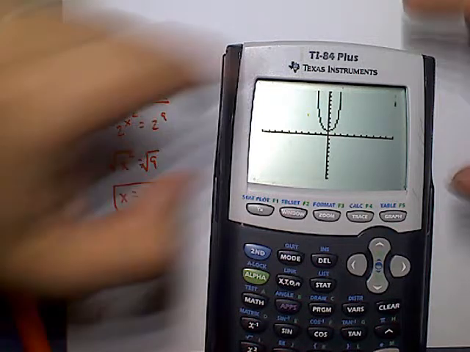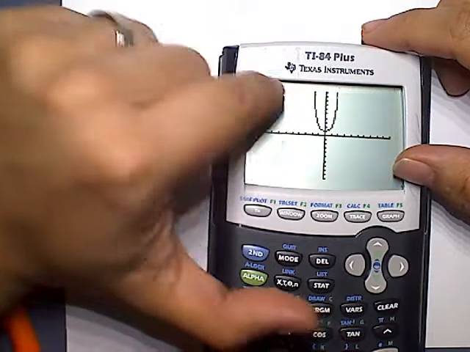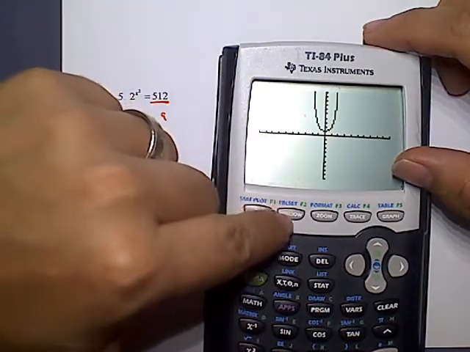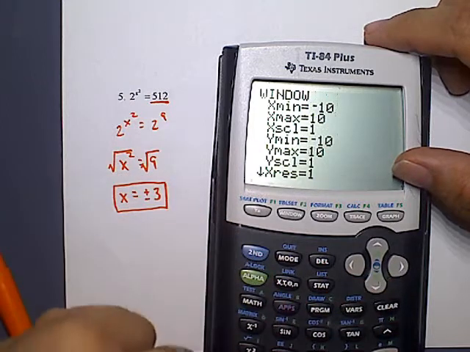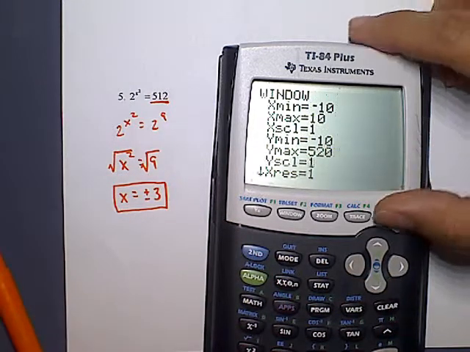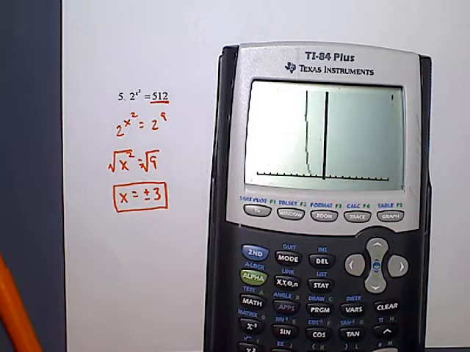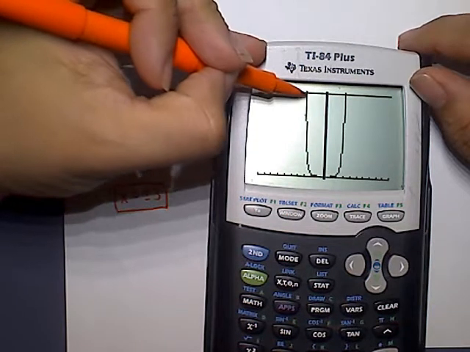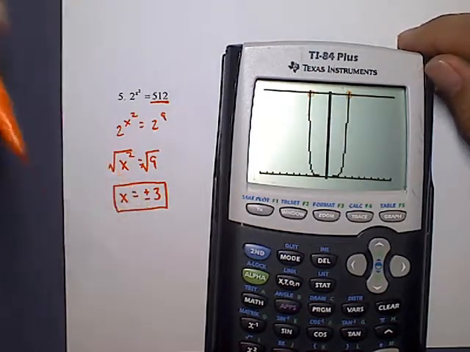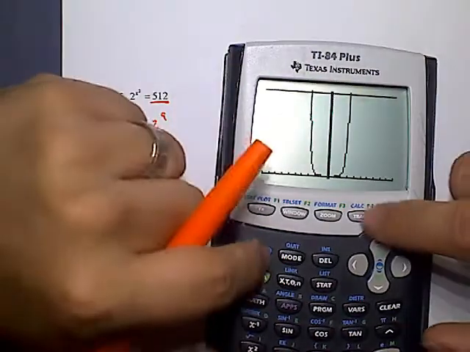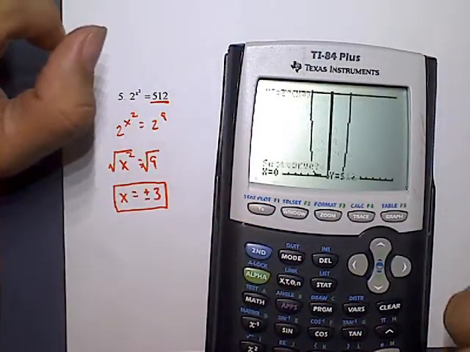Unfortunately, it's not going to show up here because this number appears at 10, and the rest of the graph is all the way at 512. So I'm going to go to the window, and I'm going to change my y max to about 520. We graph it, we can see, there's my 512 showing up. So now, you'll see that there are in fact 2 intersection points, positive and negative 3. Just to double check that those are the actual numbers though, second trace 5, enter, enter, enter.